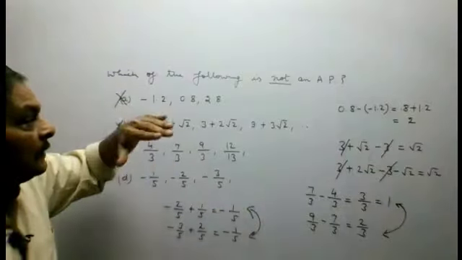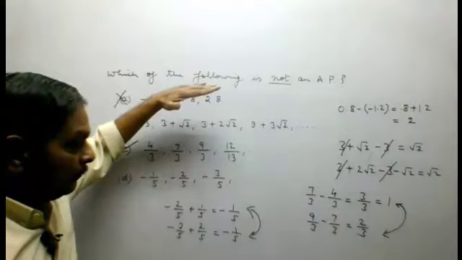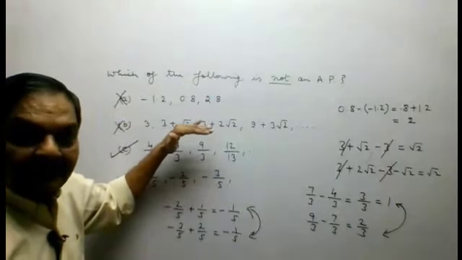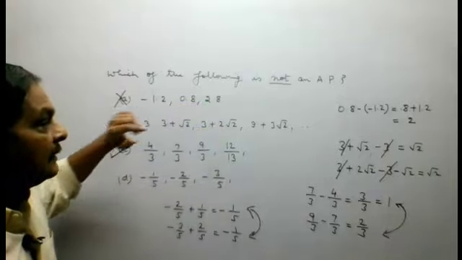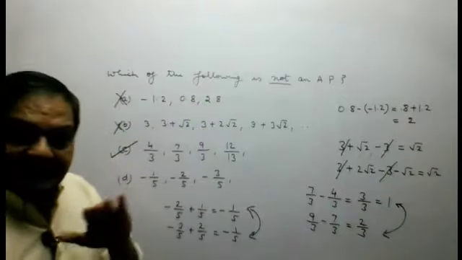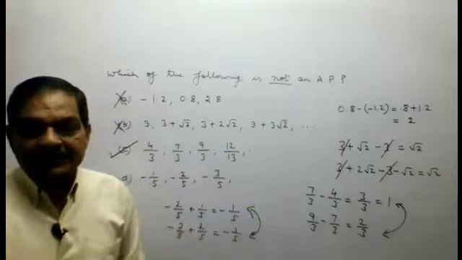So here, the sequences which we have been given, we find that option C is correct. That is not an arithmetic progression.